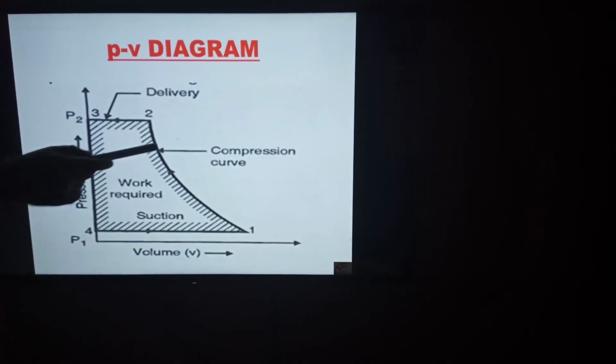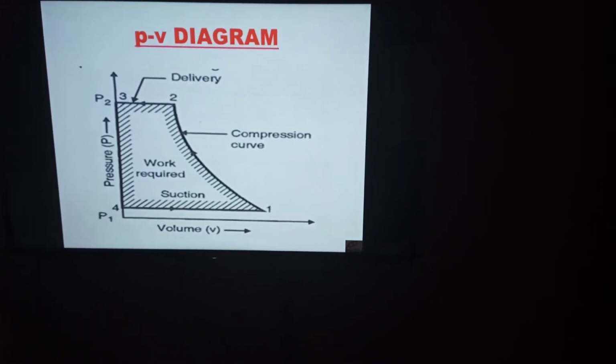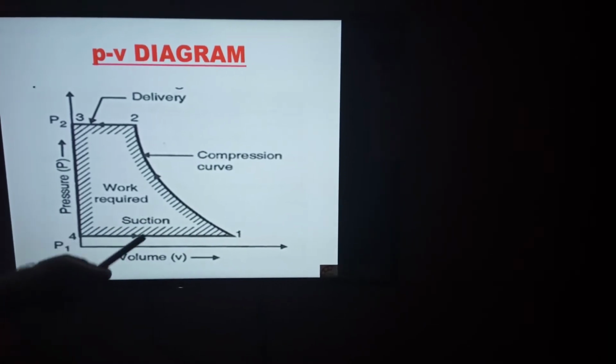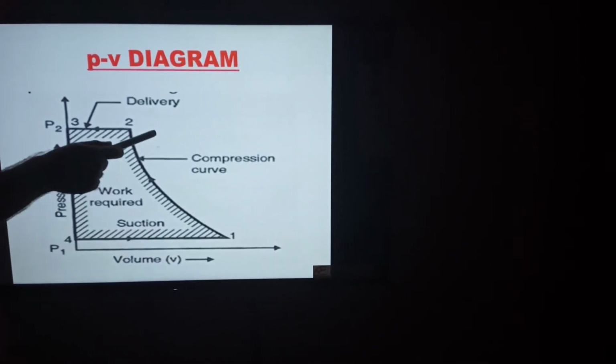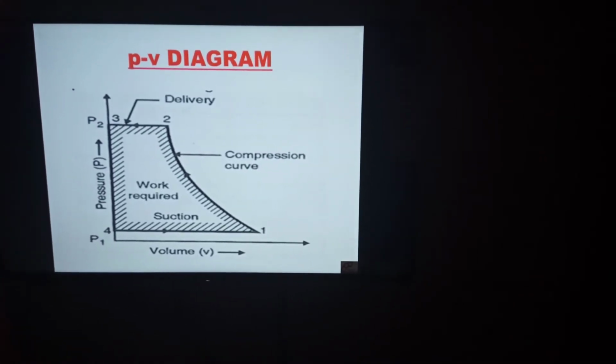And 1 to 2 represents the compression stroke. Compression. As you all know, during the compression, the volume decreases and the pressure increases. You can see from the PV diagram. So 1 to 2 represents the compression curve.